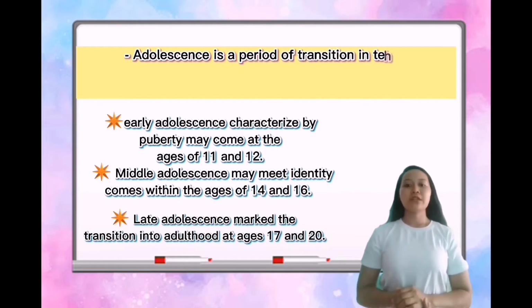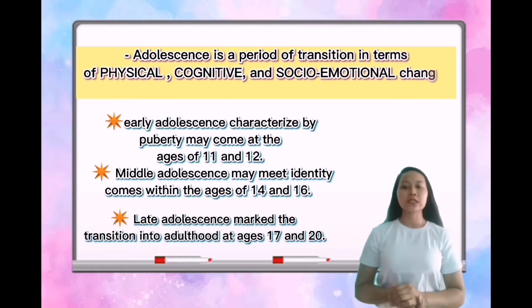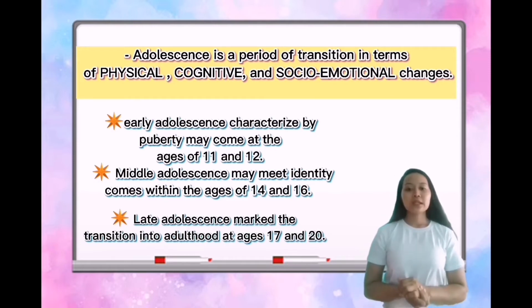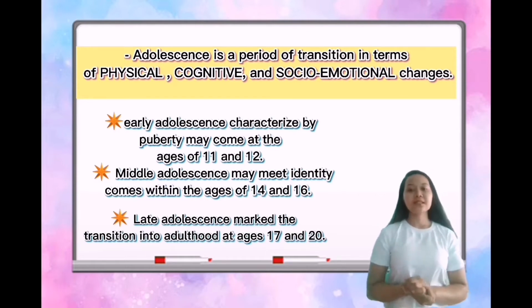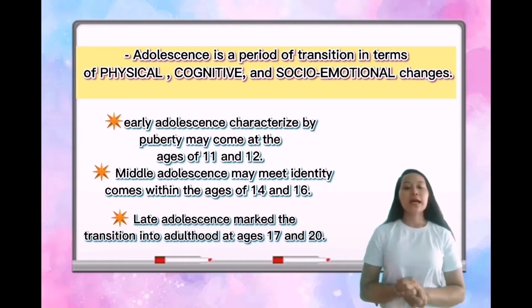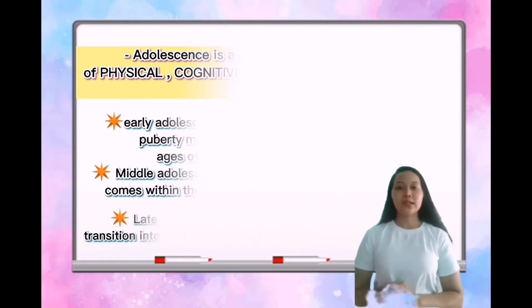Adolescence is a period of transition in terms of physical, cognitive, and social emotional changes. Early adolescence, characterized by puberty, may come at the ages of 11 and 12 years old. Middle adolescence may mean identity, and comes with the ages of 14 and 16. Late adolescence marks the transition into adulthood at ages 17 and 20.